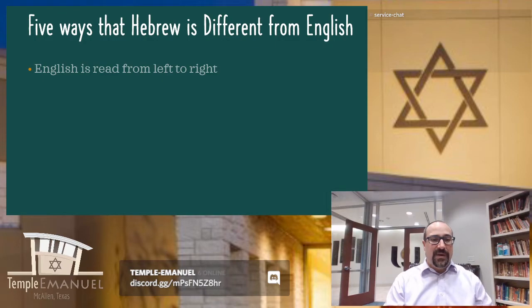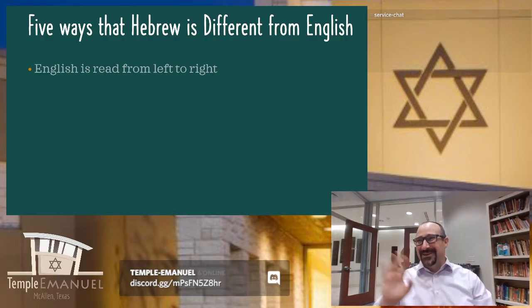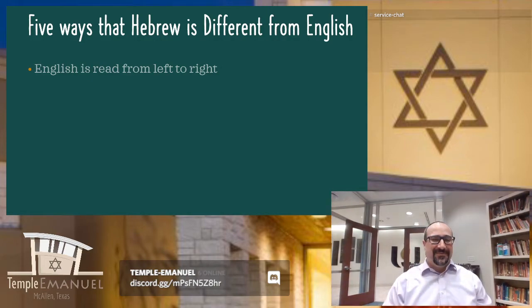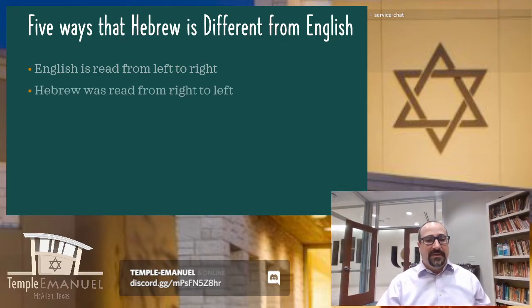First of all, English is read from left to right. You've known this as long as you've spoken English. By the way, también en español, de izquierda a derecha. I'm working on it. From left to right. Whereas Hebrew is read from right to left.